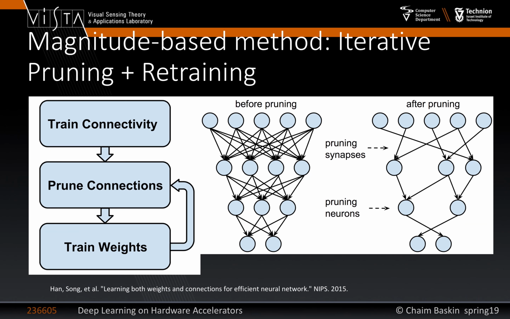Now we will talk about how we prune our network and how it helps to reduce the number of parameters. So Song Han, who is now a professor at MIT, in 2015 introduced at NIPS, as you know, one of the best deep learning and machine learning conferences, his work: Learning both Weights and Connections for Efficient Neural Networks.